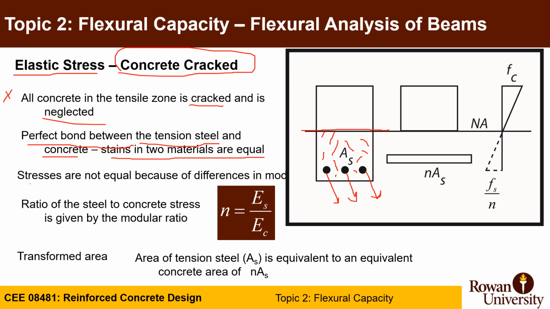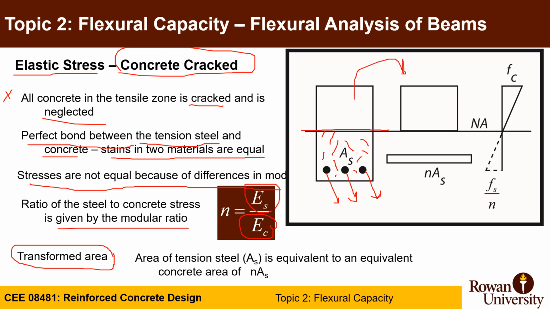Okay, stresses are not equal because of the modular ratio, and the modular ratio here is the ratio between the steel modulus of elasticity and the concrete modulus of elasticity. We have a concept called the transformed area method, where you convert this cross section to an equivalent concrete section. We know below the neutral axis concrete is cracked, above the neutral axis concrete is intact and can carry compression.